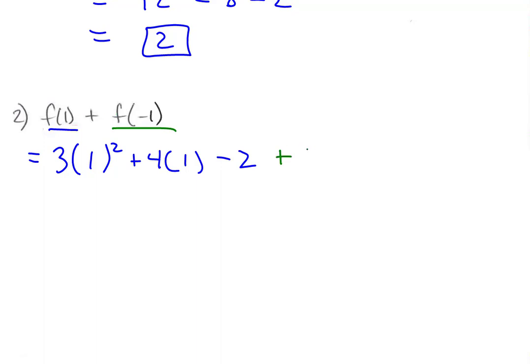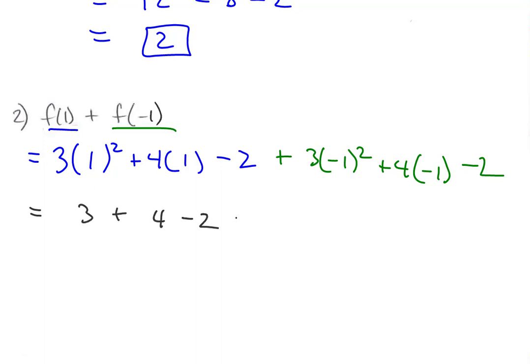So then we'll say plus, we want to copy out the same function, but start over with blanks. So it's 3 blank squared plus 4 blank, and then minus 2. But in these blanks, this is now f of negative 1, so we put the negative 1 in the blanks. And then ultimately, we're going to want to simplify all of these terms just using general arithmetic. So this would be 3 times 1 squared is just 3, plus 4 times 1 is 4, minus 2.